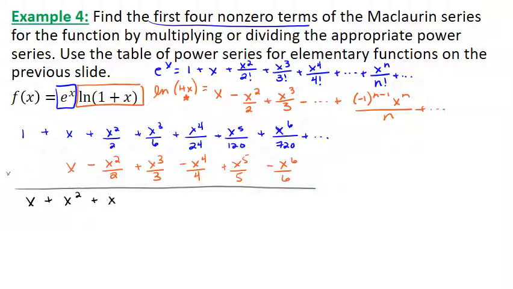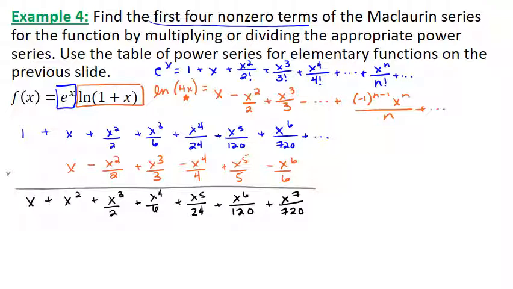Okay, so trucking along, x cubed over 2 plus, then we have x to the 4th over 6 plus x to the 5th, so this times this, over 24 plus x to the 6th over 120 plus x to the 7th over 720. Okay, so now we're going to take this and do the same thing. Okay, so we're going to take this times this.